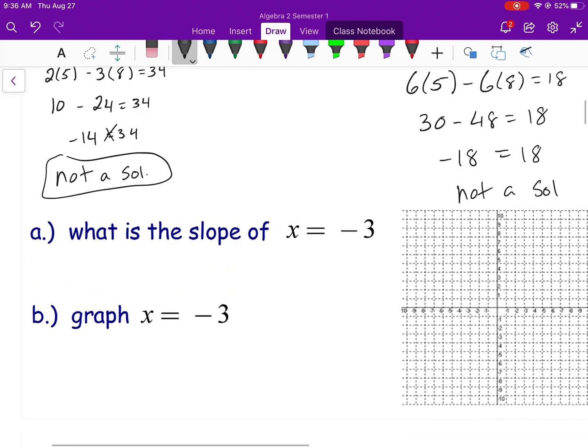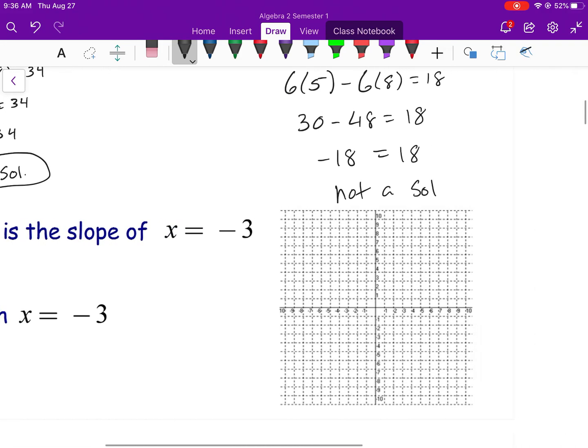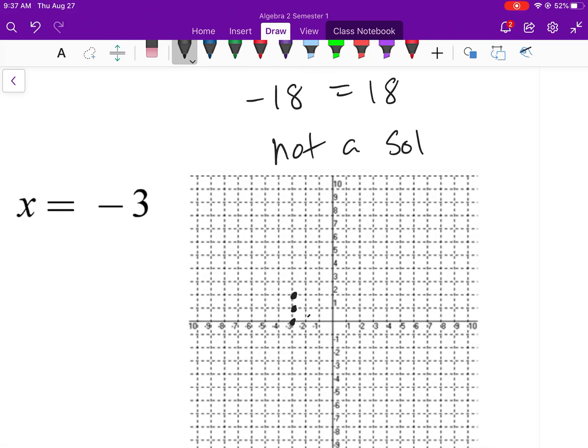Okay, what is the slope of x equals negative 3? What's going to help us here is possibly just graphing it. We're looking for when x is always negative 3. There x is negative 3, there x is negative 3, there x is negative 3. If we look at the ordered pairs negative 3, 0, negative 3, 1, negative 3, 2, that x-coordinate is always negative 3.